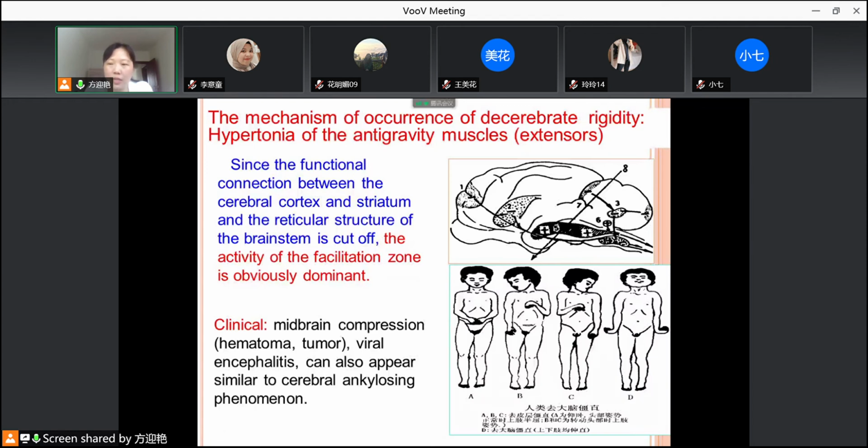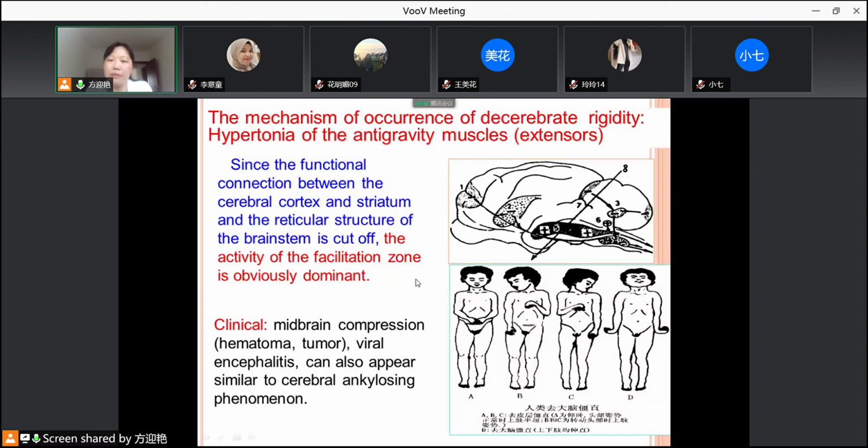Then in the clinic, if the patient shows the facilitation zone dominant and the stretch reflex enhanced, the doctor facing these clinical manifestations should ask the patient to do some tests, and then first get a definite diagnosis, maybe some midbrain compression and also some tumor, and also the fetal condition can appear similar to decerebrate rigidity phenomena.